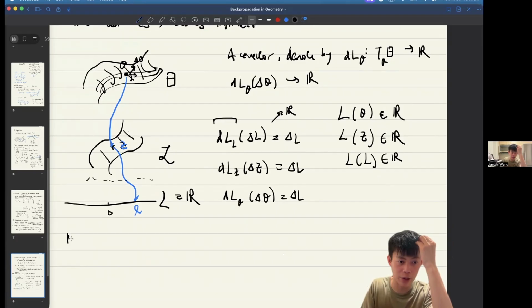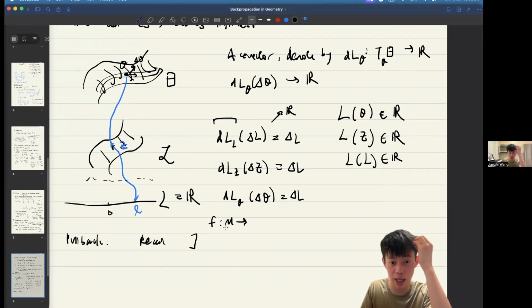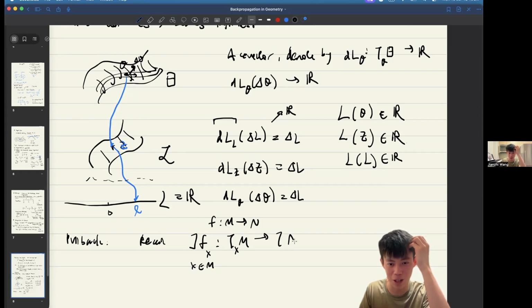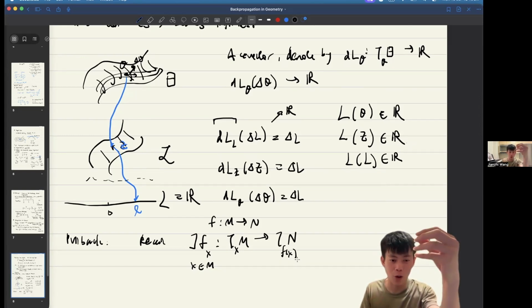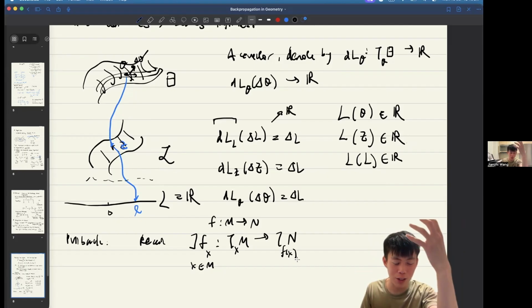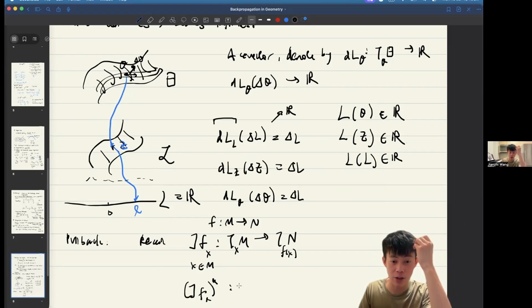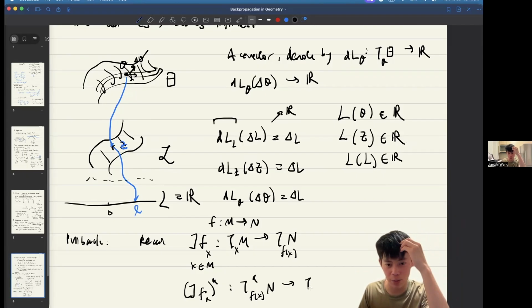And here is where I introduce pullback. Recall, let's say f is a function from manifold M to N. The Jacobian of f at a point x, where x is in M, is a function from the tangent space to manifold M at x to the tangent space to manifold N at f(x). Therefore, we can also define its dual function, which is J_f(x) star, to be the function that goes from the dual space T* at f(x) of N to the dual space, the cotangent space corresponding to the tangent space T_x M.